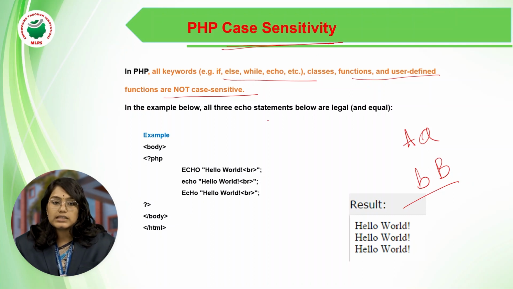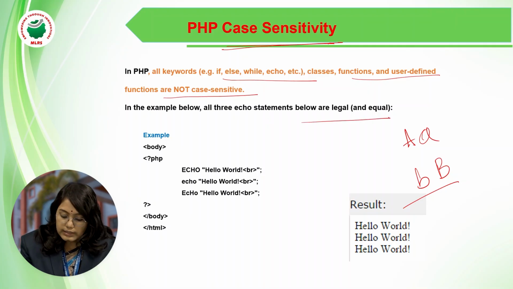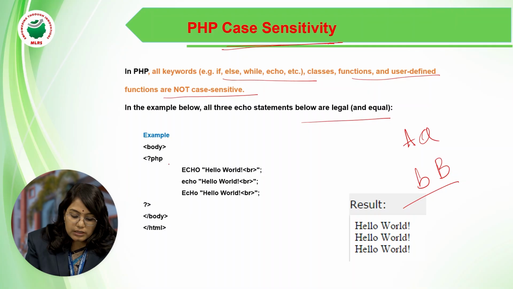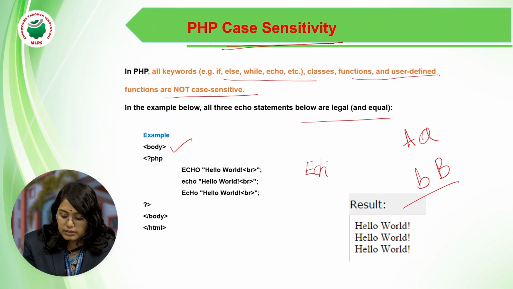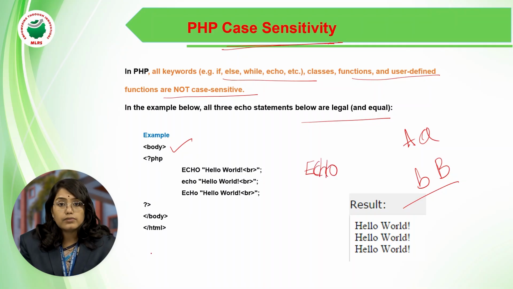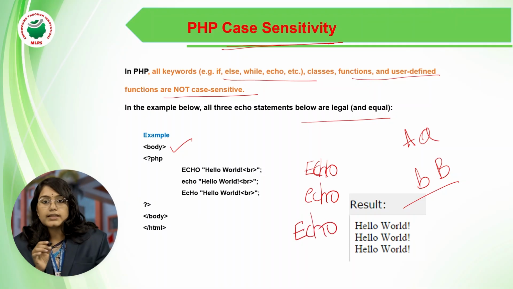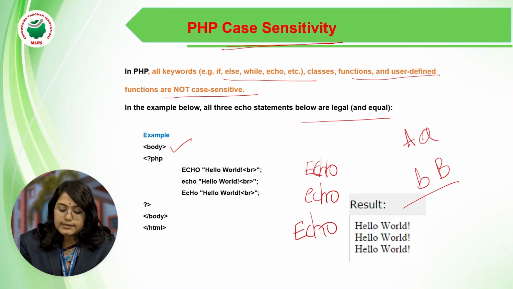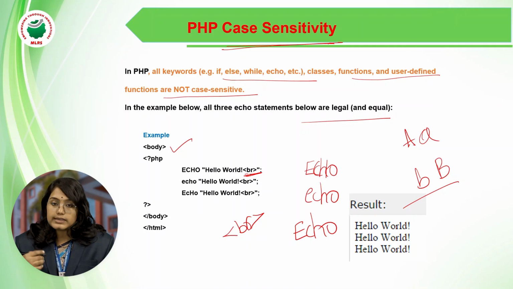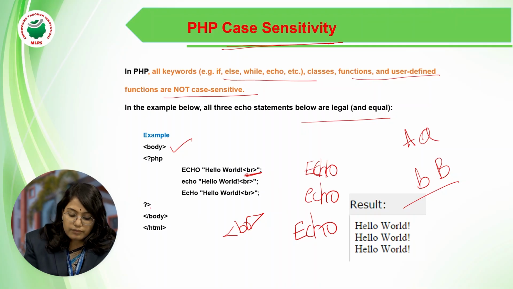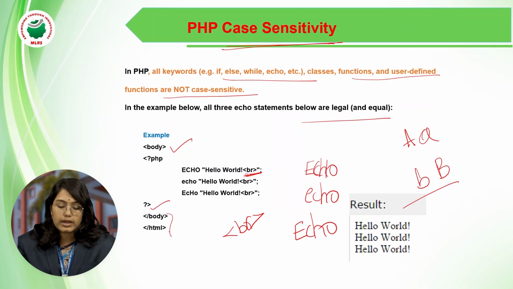In the below example, let's see that the 3 echo statements are legal. Coming here, body PHP. Here we are writing echo in capital. Yes, echo in capital. We want to print hello world. Then in the next line it is echo in small. Here we are using a combination of some small and some capital letters in echo. Coming to BR, it will print in the next line. It won't combine those statements. Next, after closing this PHP tag, we are closing the body and HTML.